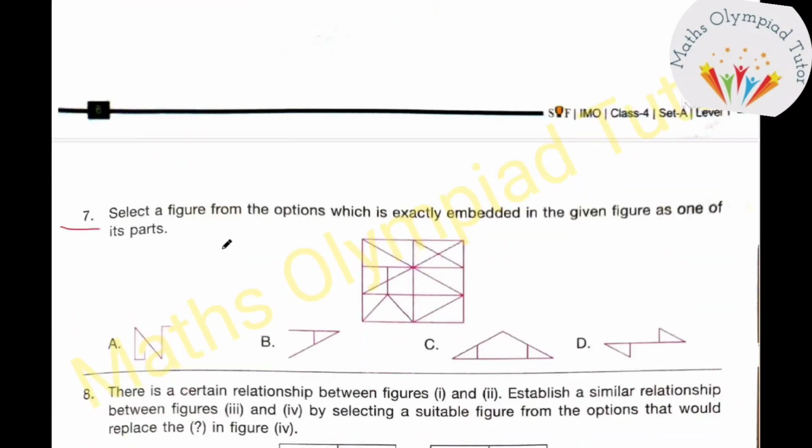Next question is question 7, which says select a figure from the options which is exactly embedded in the given figure as one of its part. Exactly embedded means out of these given options, one option is hidden in such a way that it is just a part of the given figure. So it is very clearly seen that this particular figure is exactly embedded in the given figure, which is here in option B. So we are going to select this.